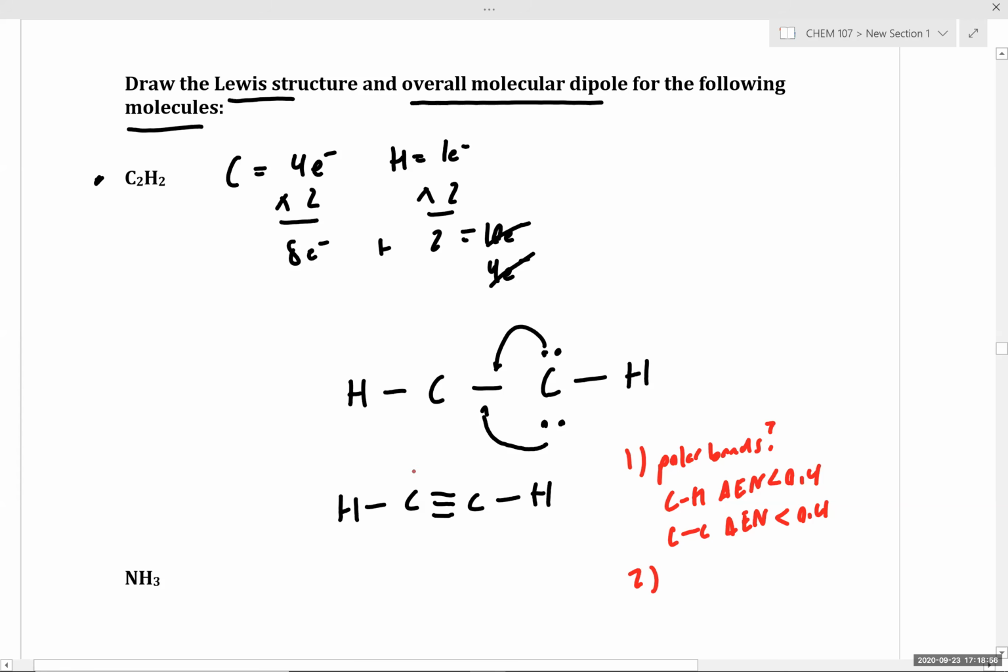And the second thing that we notice is that we have a linear geometry that is symmetrical. So even if we draw out our theoretical dipoles, right? As we notice, are our bond dipoles pointing in the same or opposite directions? So looking at our dipoles, are they pointing in the same or opposite direction? Opposite. So even if we did have a dipole, our dipoles cancel out. So this molecule would be net nonpolar.